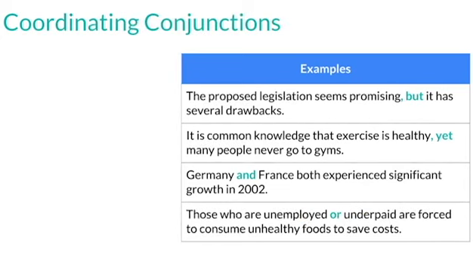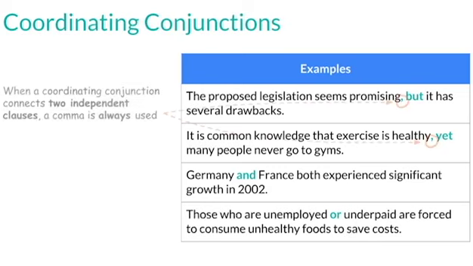So let's summarize when exactly you should use a comma with a coordinating conjunction and when should you not. So, whenever a coordinating conjunction connects two independent clauses, we always use a comma. For example, we use a comma here and here because in both these sentences, the coordinating conjunctions but and yet are connecting two independent clauses together. An independent clause conveys a complete idea.